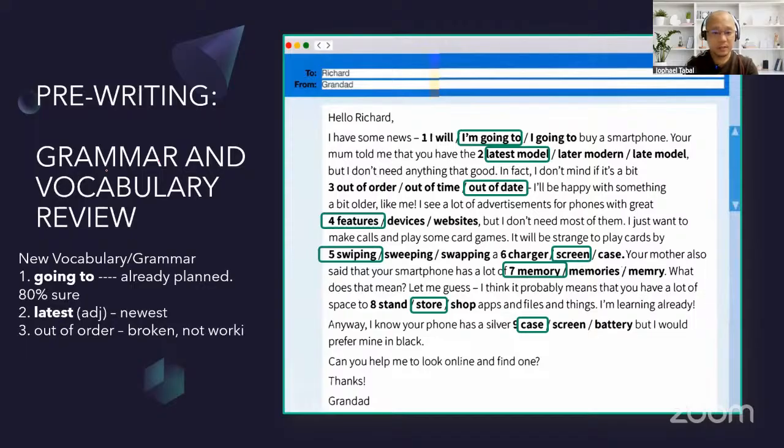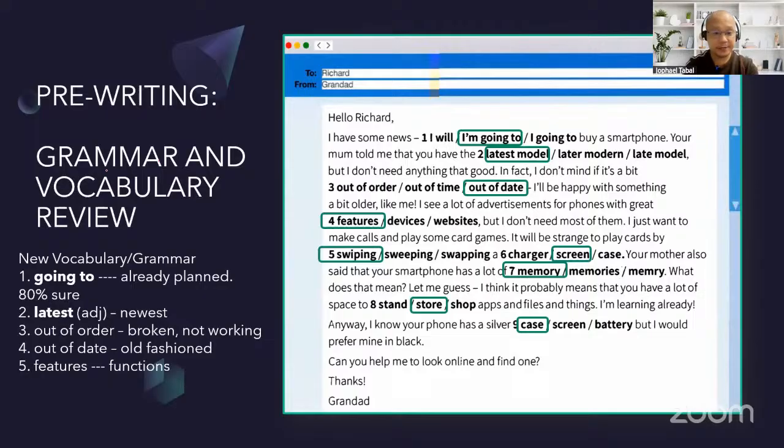Broken. Out of date means old. Out of date means old-fashioned. Okay. Features means functions. The function for this is noun. Functions. All right. Swipe, screen, memory, store, case.